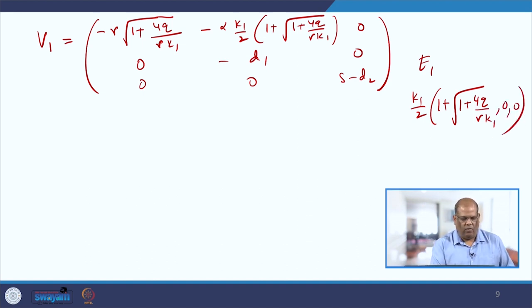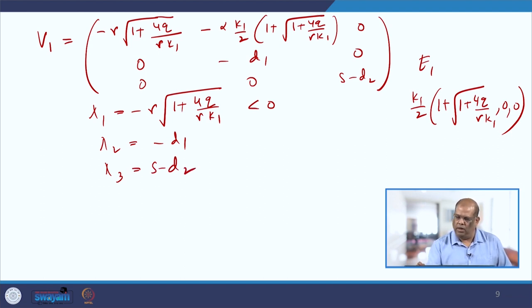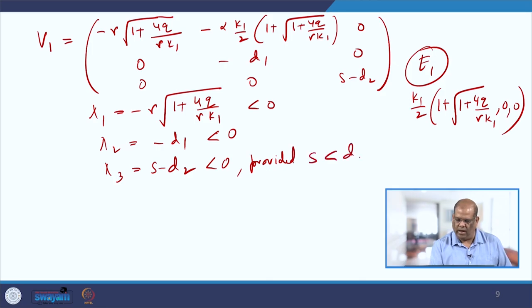If you find the eigenvalues of this particular Jacobian matrix, you will get lambda 1 equal to minus R times root of 1 plus 4Q by RK1, which is less than 0. Lambda 2 is minus D1, and lambda 3 is equal to S minus D2. Now, for this E1 to be stable, the first eigenvalue is less than 0, the second eigenvalue is less than 0, and the third will be less than 0 provided S is less than D2. So, if S is less than D2, then this equilibrium point E1 will be stable.